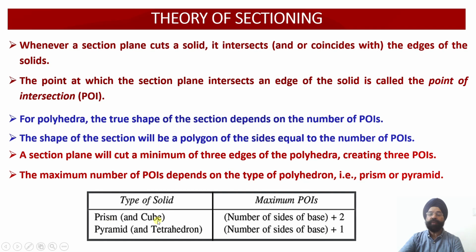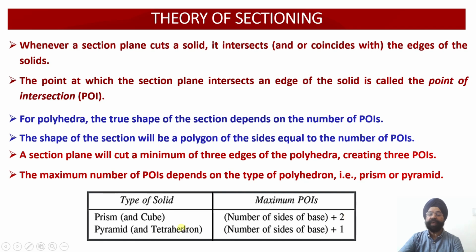So in case of a prism or cube, it can be a maximum of n plus 2. You can have n, n plus 1, or n plus 2. Whereas in case of pyramids or tetrahedrons, in 85% of the cases the number of POIs will be equal to n, which is the number of sides of the base. But in 15% of the cases you can have n plus 1. So here you don't have n plus 2, there is only n plus 1. I'll also explain why you have only n plus 1 here and n plus 2 over there.